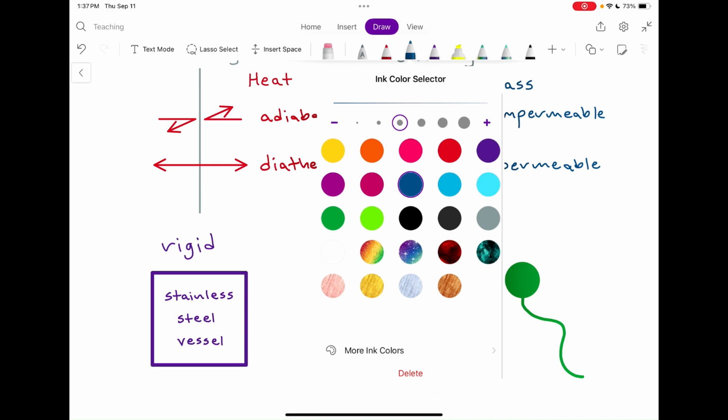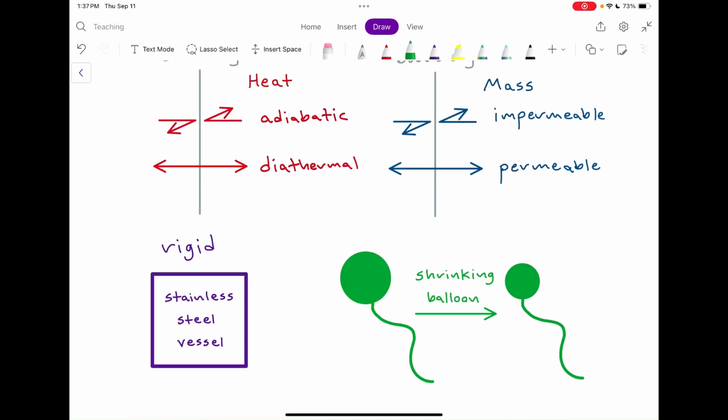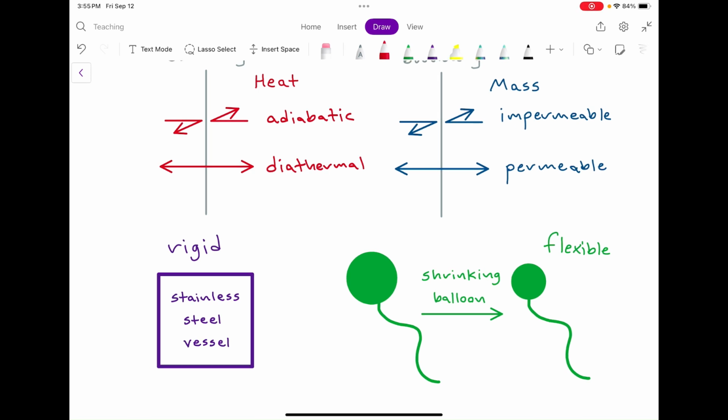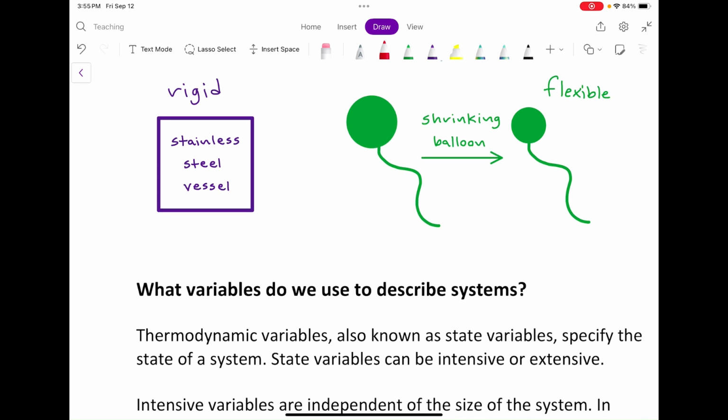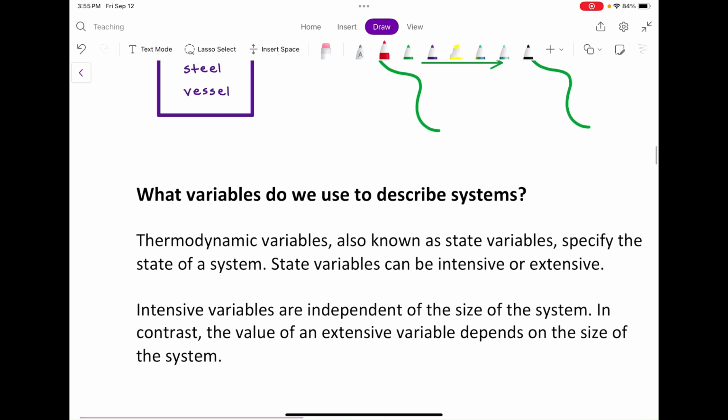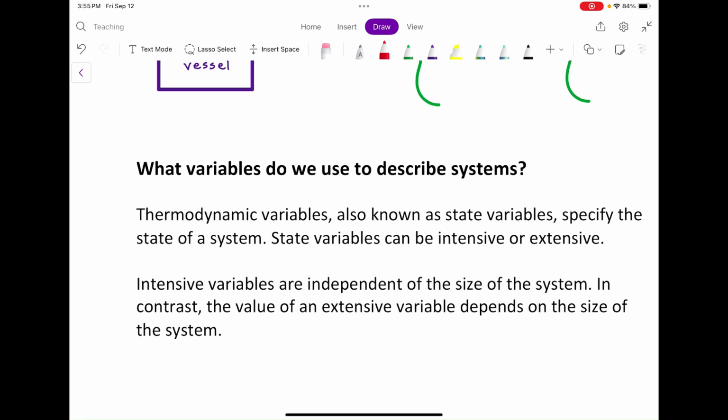After that, we can look at the opposite case. Maybe the balloon is our system, and we see it's shrinking. So we would say that boundary is flexible because it can move throughout that process. And so the volume of our system can actually change. Now let's talk about variables. We're going to use variables to describe systems. And thermodynamic variables are known as state variables because they specify the state of a system, which I think makes sense.